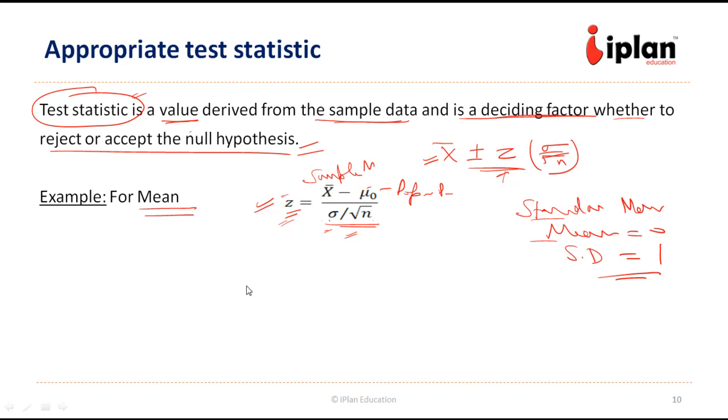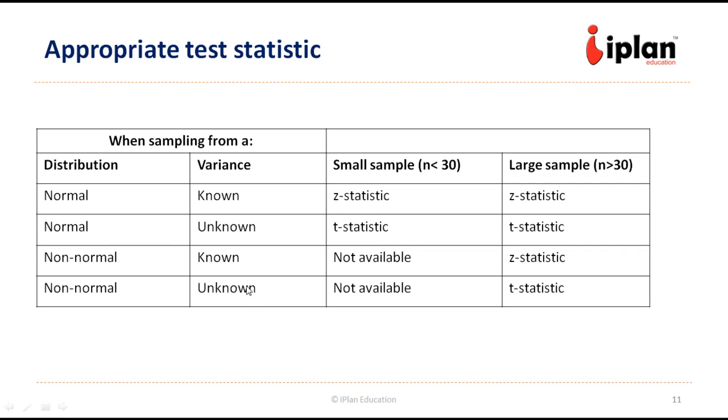Now let us see in which cases we should take the z distribution and in which cases the t distribution. When the distribution is given to be normal, we do not need to worry about whether the sample is small or large. We are going to use the same statistic in both cases. For example, if the variance is known, use the z statistic for both cases. If it is not known, use the t statistic for both cases.